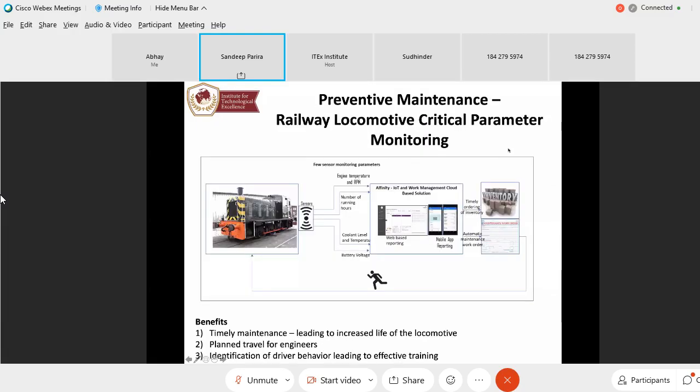Now, I'm going to give you an example to understand one of the preventive maintenance, what we have done to a railway locomotive, and monitoring their critical parameters. These locomotives were mainly used in the mining industry, where these locomotives used to bring raw material, like it may be coal or iron ore or whatever is there.